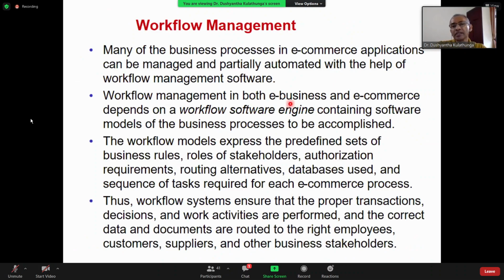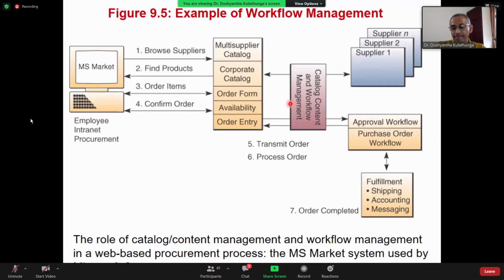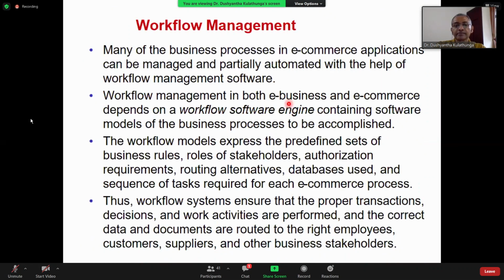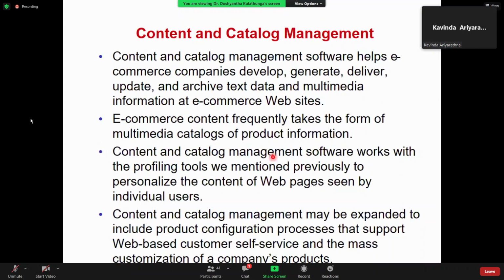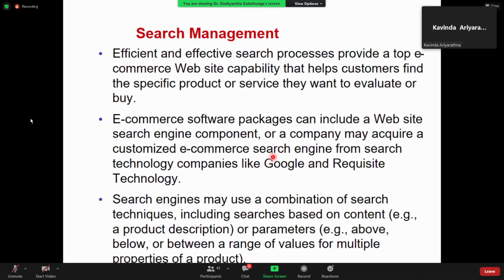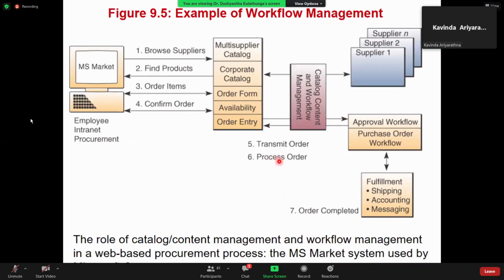Is there anything not clear regarding this workflow management illustration made here? Excuse me, how does the catalog content and workflow management link to the order entry in the previous diagram, the previous figure 9.5? So the catalog content and workflow management is linked with the order entry.